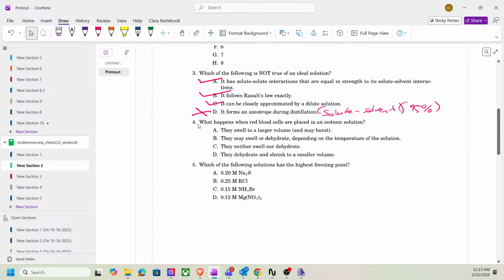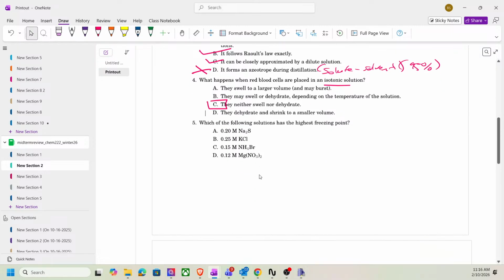All right, another definition question. So what does isotonic mean? Any votes for A, B, C? So everybody likes C. Isotonic means the same amount of particles, so the same osmotic pressure, so they will neither swell nor dehydrate. Excellent.